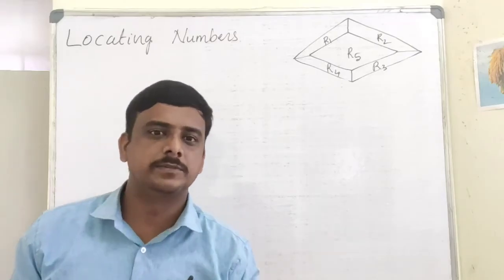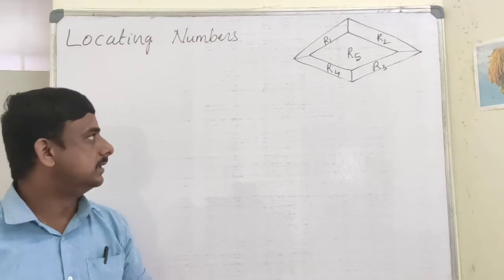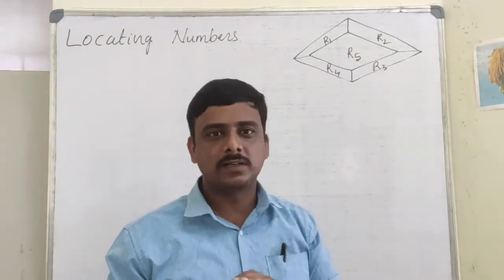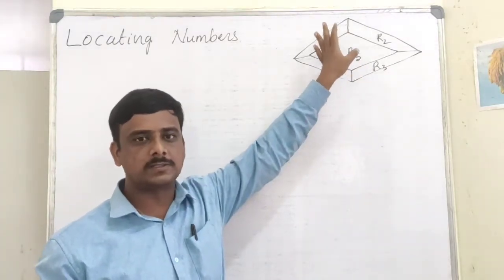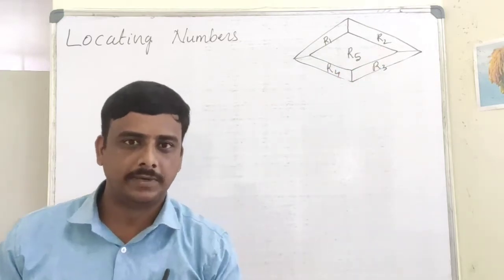Welcome back. In this video, we are going to discuss the locating number of a graph G. Before introducing what we mean by locating number, let us start with an example. Suppose I have a complex that has 5 rooms: R1, R2, R3, R4 and R5.